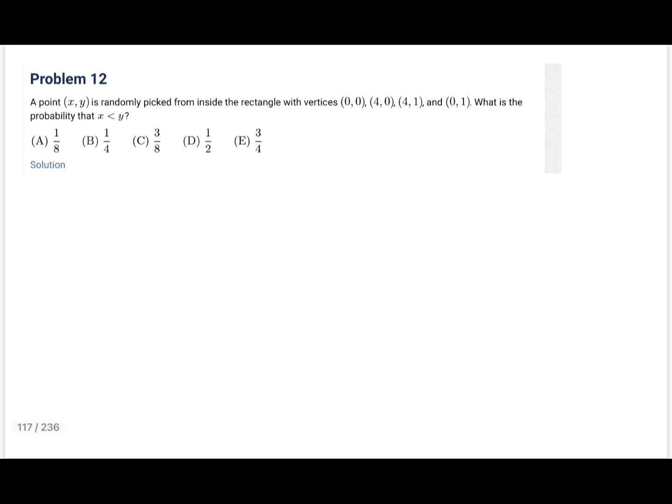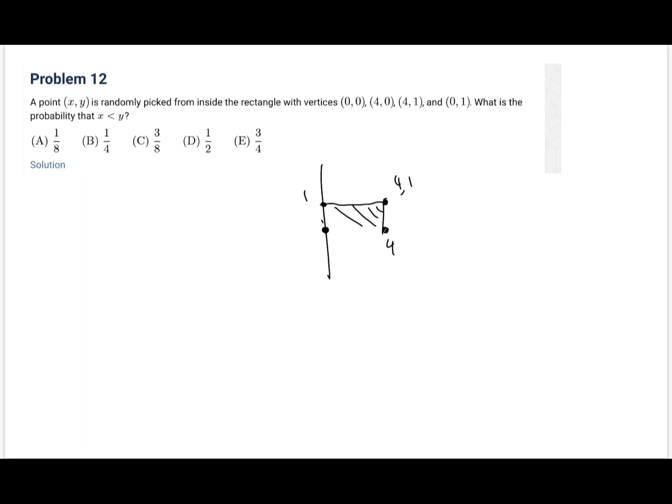Problem number 12. A point x, y is randomly picked from inside the rectangle with vertices (0, 0), (4, 0), (4, 1), and (0, 1). Okay, so the vertices would be (0, 0), (4, 0), (4, 1), and (0, 1). So it would be this rectangle right here. And then what is the probability that x is less than y?